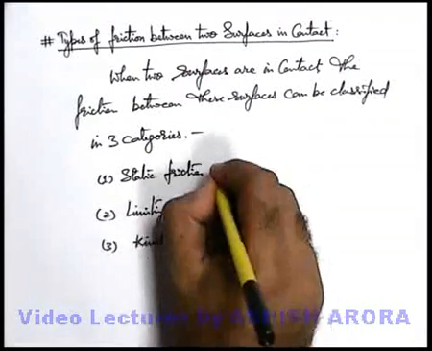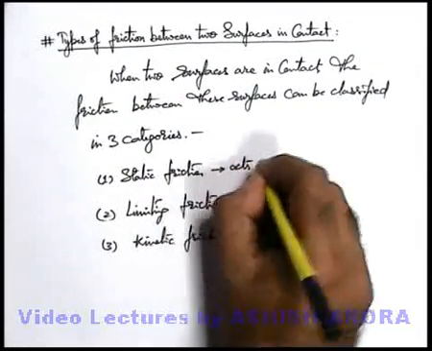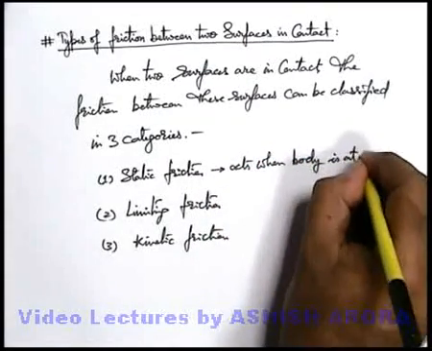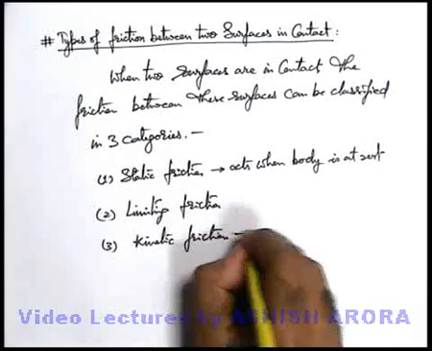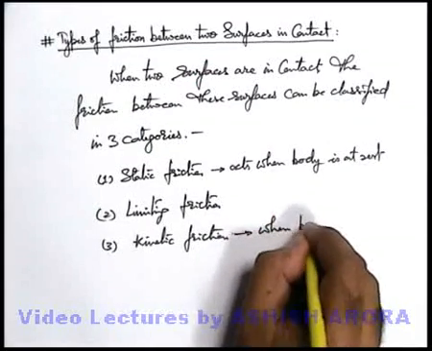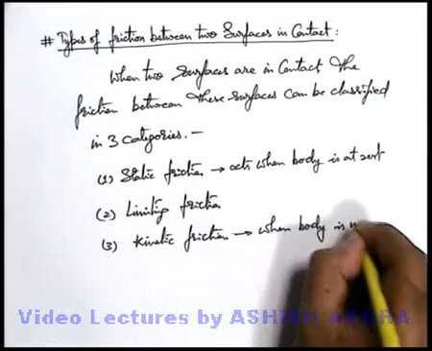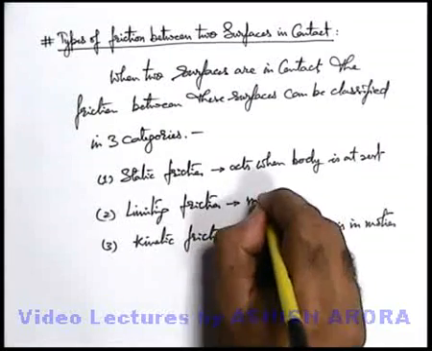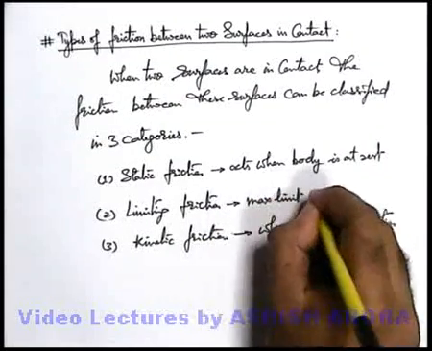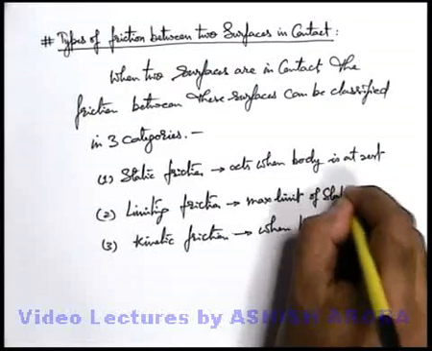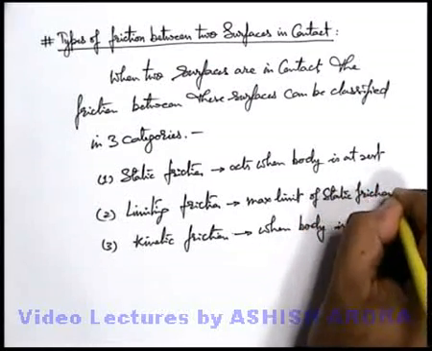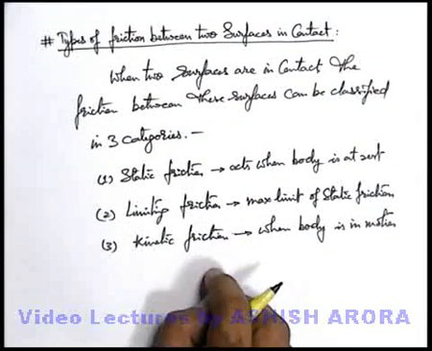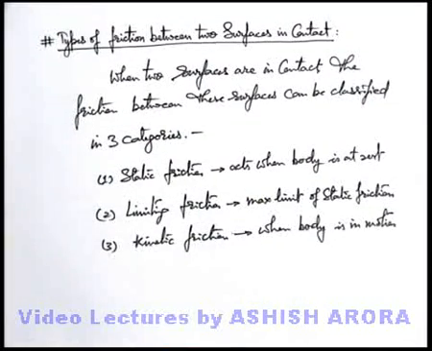As the name implies, static friction acts when a body is at rest. Kinetic friction acts when a body is in motion. Limiting friction is basically the maximum limit of static friction, that is, up to which the body can remain at rest, beyond which the body will start in motion. Let's discuss the three in detail independently.